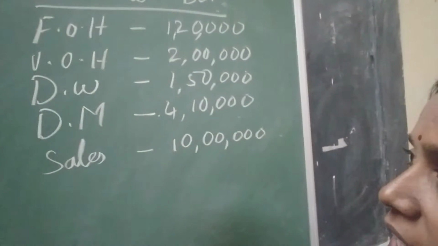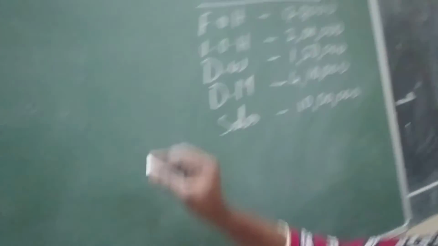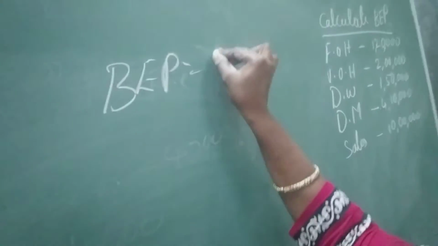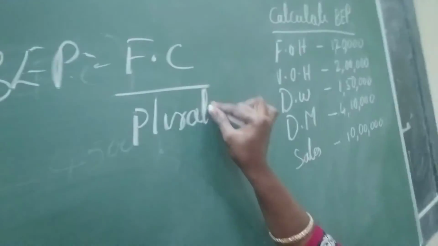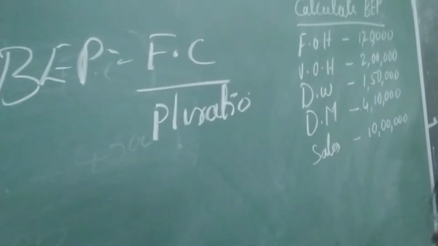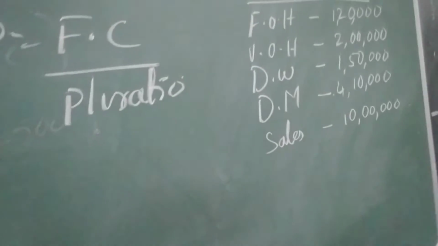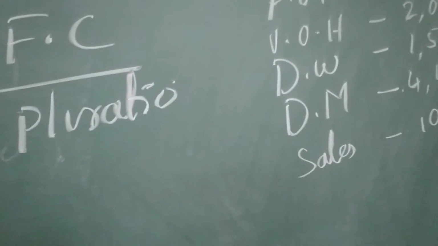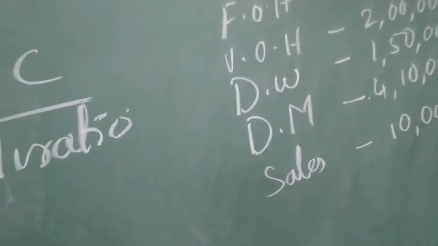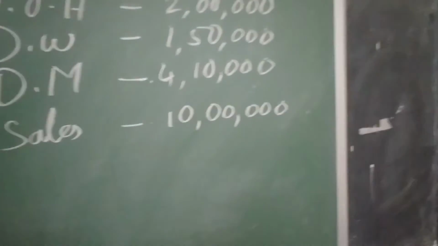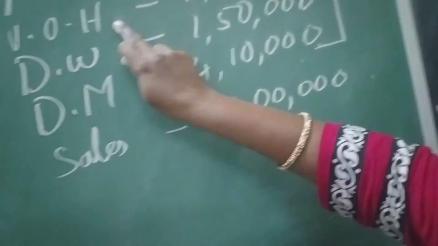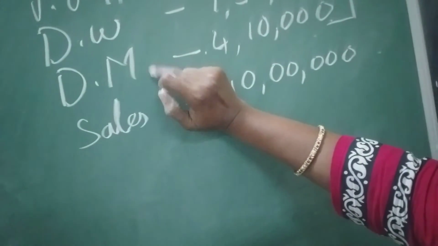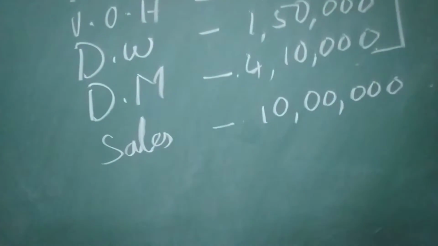Okay, so what is the break even point formula? I am writing here, break even point is equal to fixed cost by PV ratio. Here, we should calculate the PV ratio. For that we want variable cost. Variable overheads is given, direct wages is given, direct materials is given. If you add these three, you are going to get variable cost.